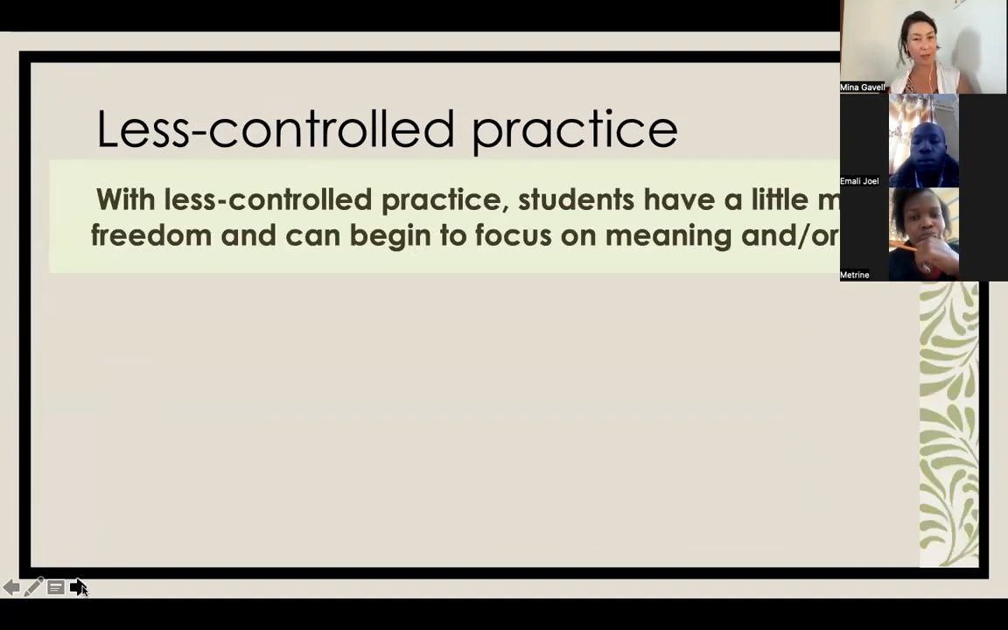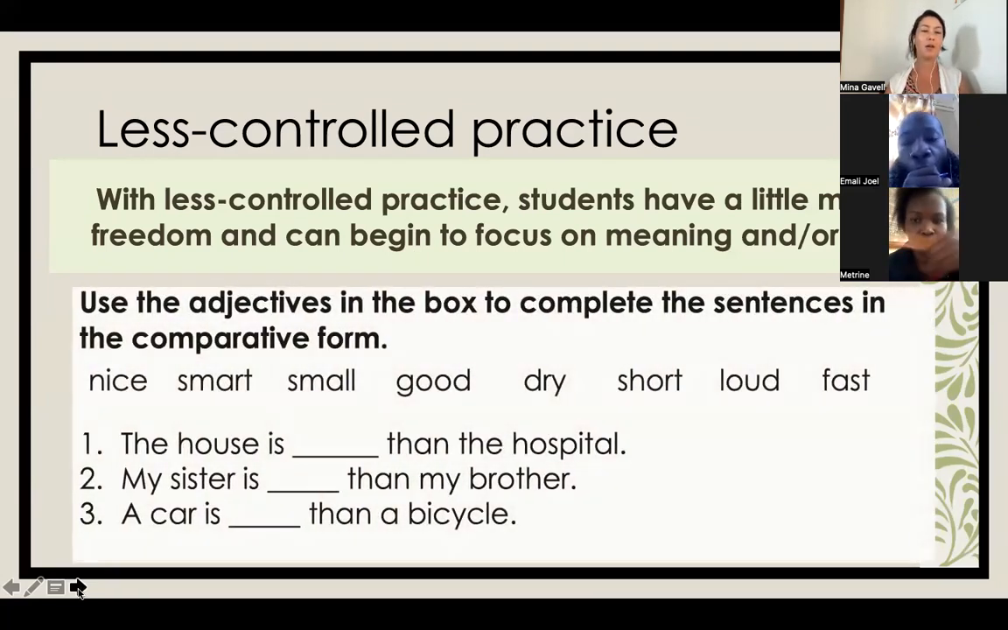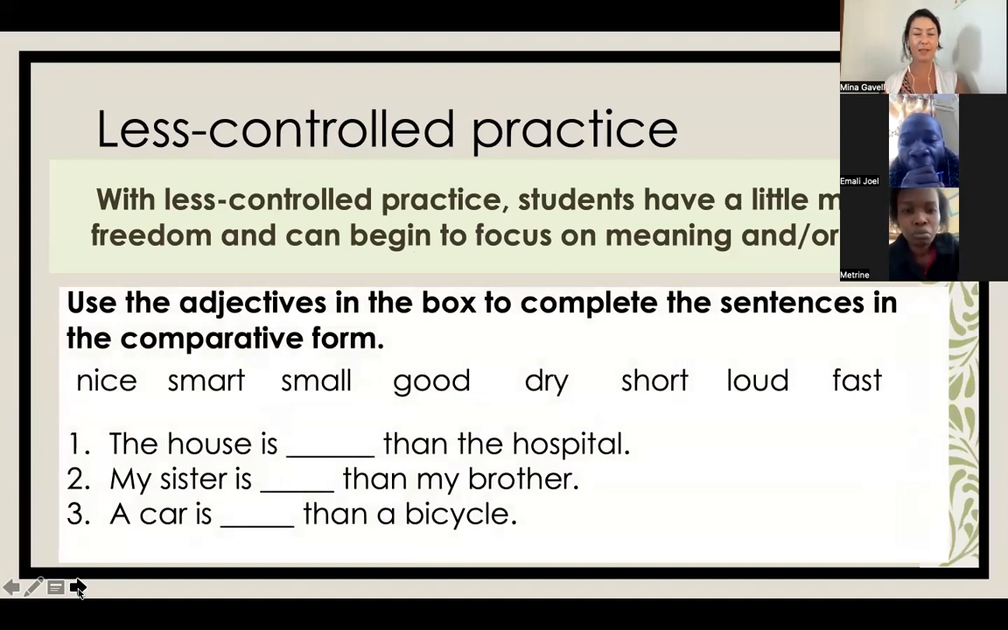Once students have shown that they can do this and be successful with it, it's time for less controlled practice. So now students have a little bit more freedom. They're still focusing on form, but they can begin to look at meaning and use a little bit more. So here's a written exercise, again, looking at the comparative, but they have a little more choice here. They're not just forming the comparative form, they also have to decide which adjective they want to put there.